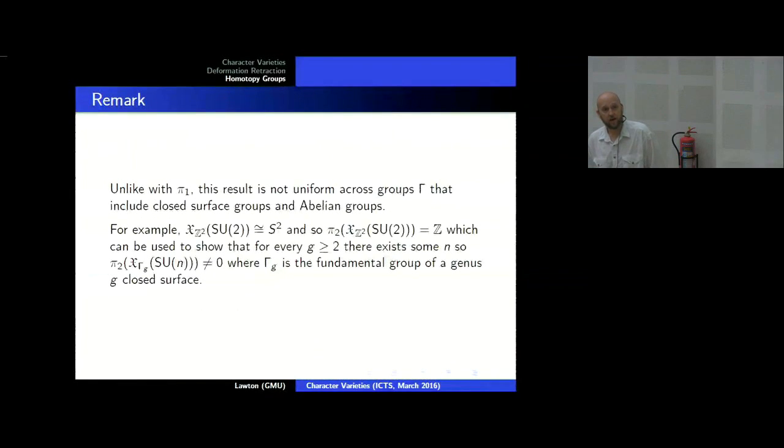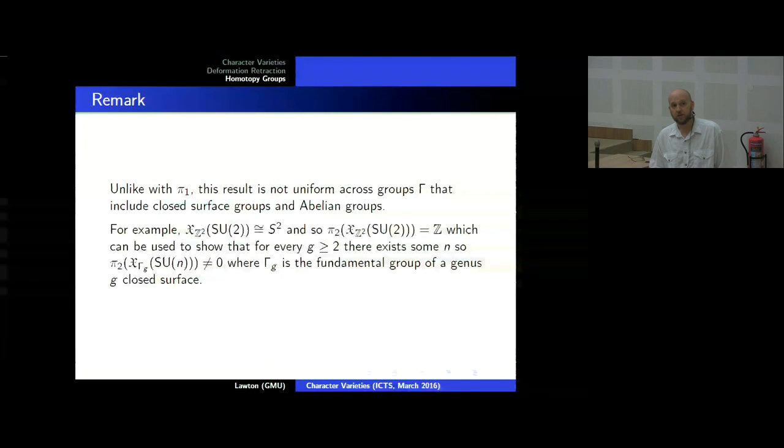So a final remark is, with the pi1 computation, we got a uniform answer across closed surface groups, free groups, and abelian groups. But with pi2, it's not the case. We don't get a uniform answer. What we showed with free groups just now is that pi2 is trivial. But here's an example of a free abelian group where pi2 is not trivial, because it's a 2-sphere.